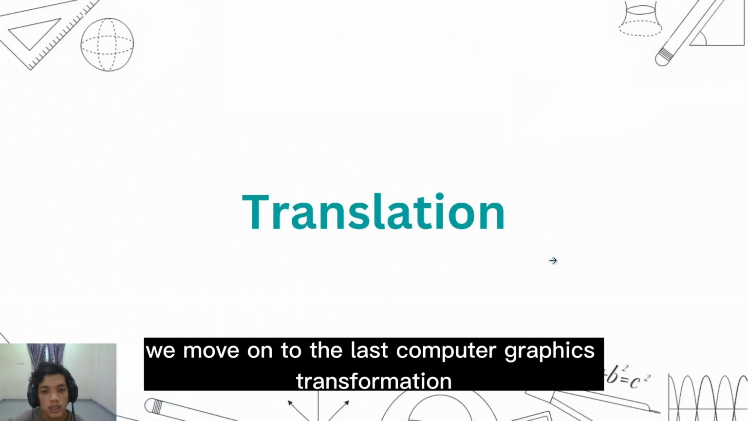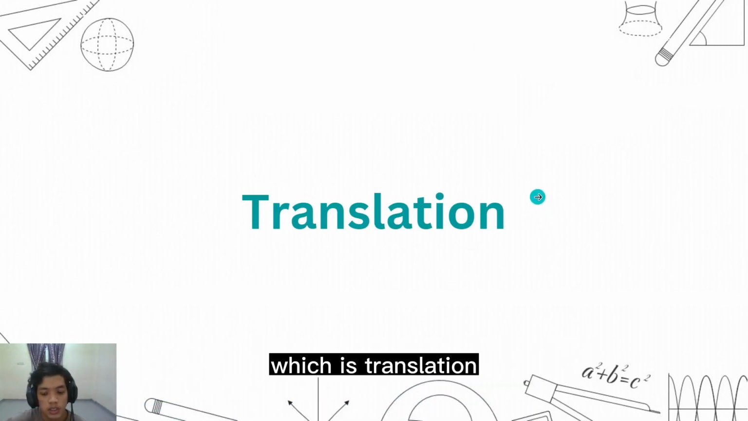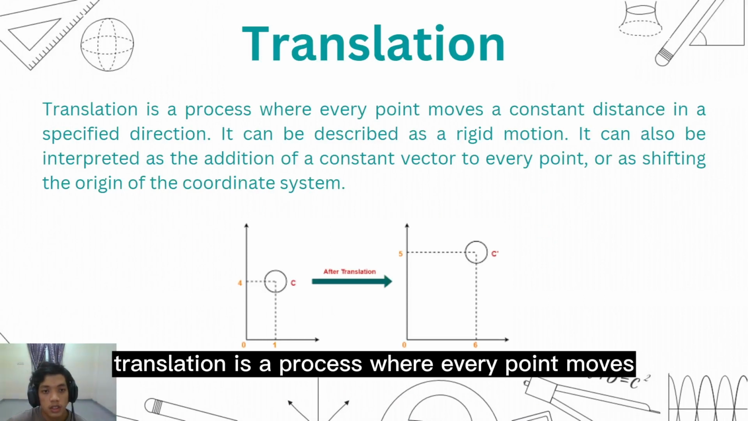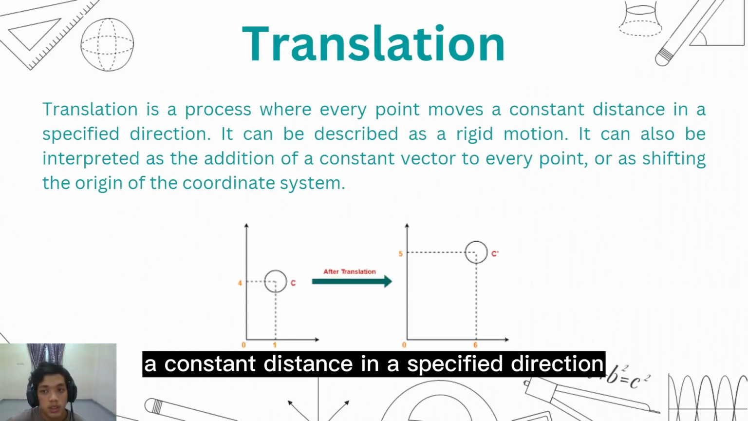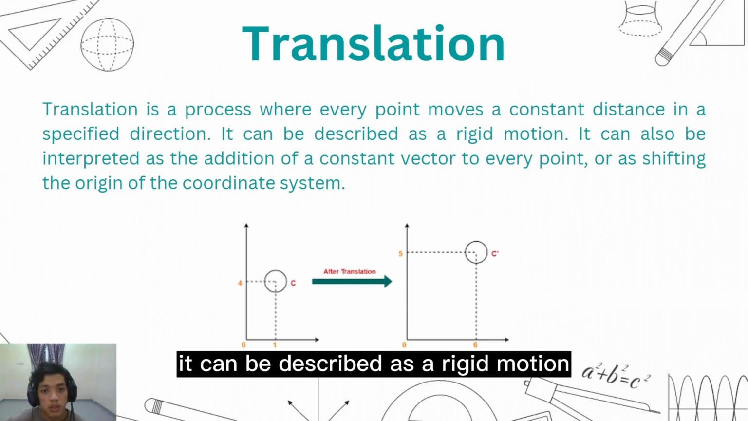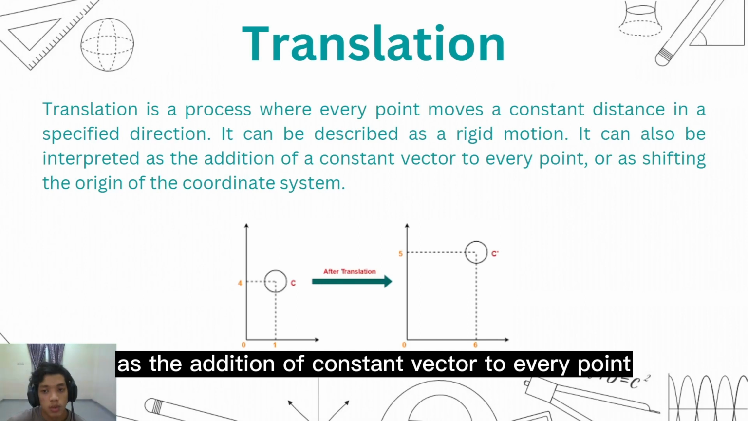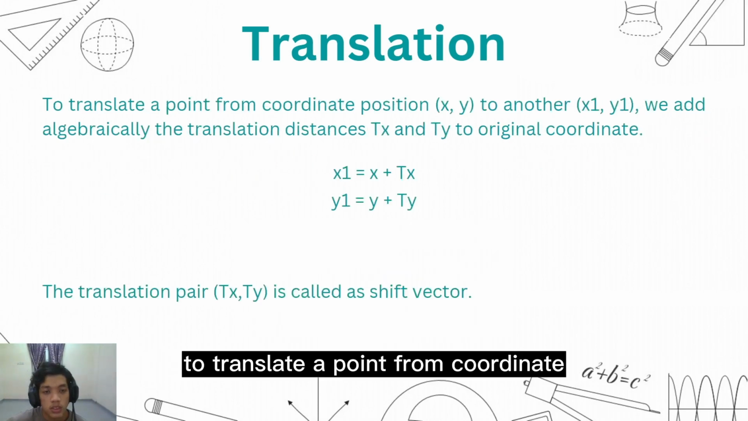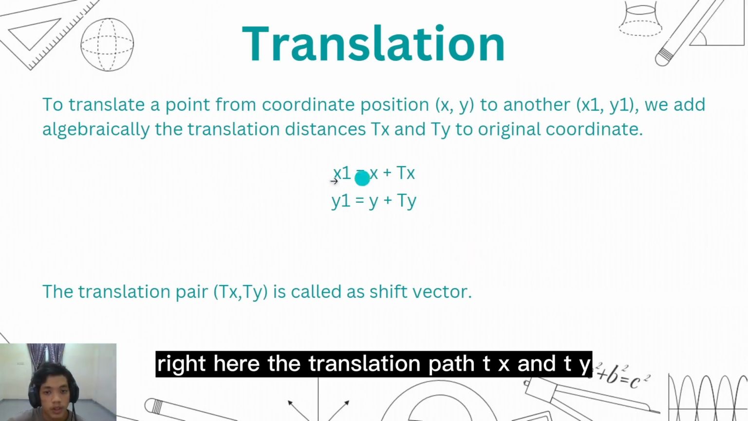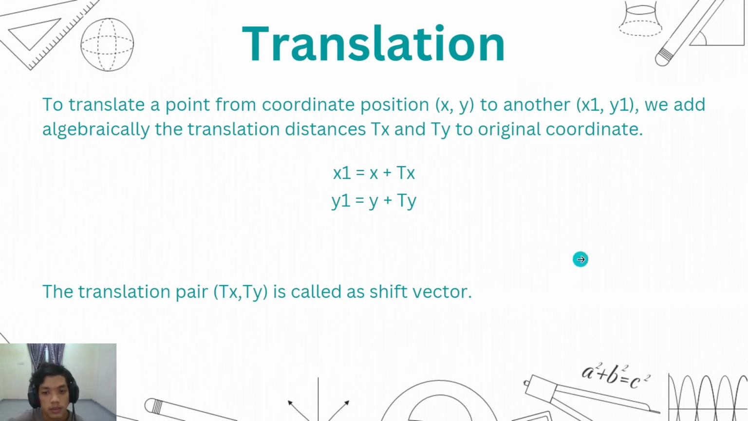We move on to the last computer graphics transformation, which is translation. Translation is a process where every point moves a constant distance in a specified direction. It can be described as a rigid motion. It can also be interpreted as the addition of a constant vector to every point, or as shifting the origin of the coordinate system. To translate a point from coordinate position (x, y) to another point, we add algebraically the translation distances tx and ty to the original coordinates, right here. The translation pair tx and ty is called the shift vector.